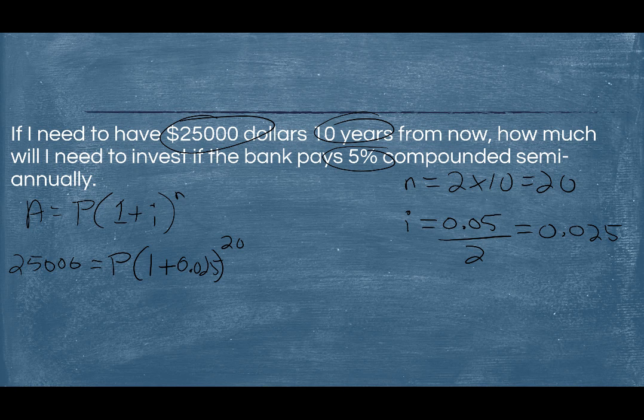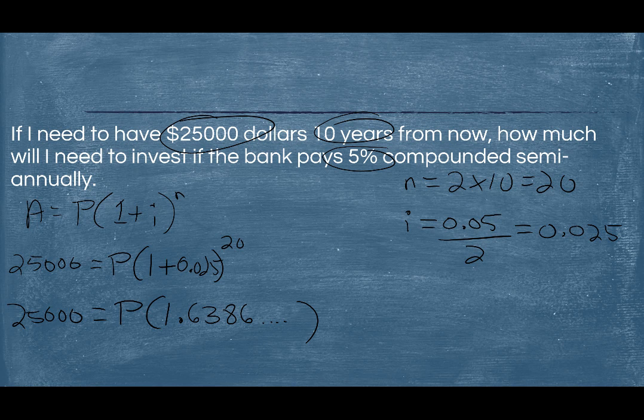Now, I'm going to have to take this whole big chunk, 1 plus 0.025 to the power of 20, and divide it over by 25,000. So that's what I'm going to do. P times, and I'm going to work all that out. 1.025 to the power of 20. And I'm going to keep that number in my calculator because it's more decimals than I'd care to write out right now. 3, it's 8, 6, and then there's some other stuff. But keep that number in your calculator.